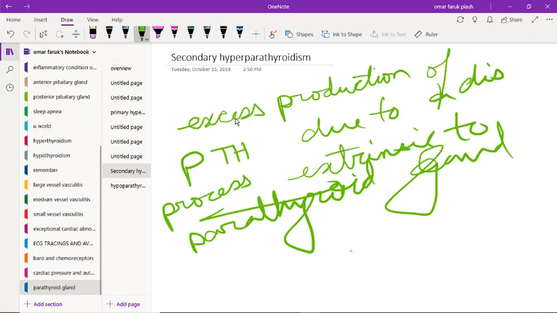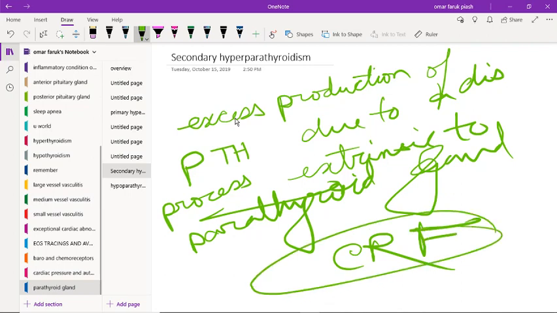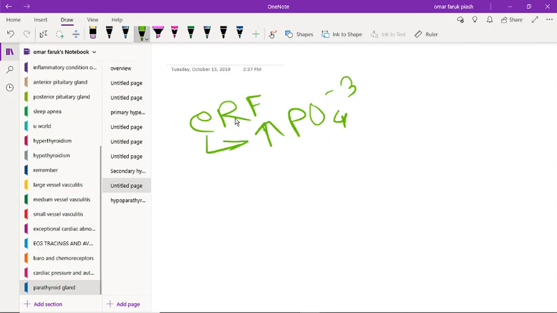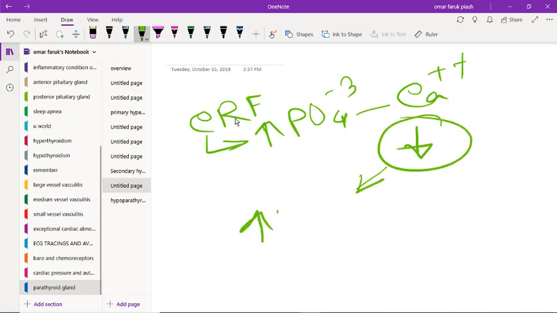The most common cause is chronic renal failure, CRF. What happens here is that as your kidney is dead, phosphate is not able to be excreted, so phosphate will increase and remain in the body. Now this phosphate will bind with calcium, thus causing decreased calcium level. As there is decreased calcium, it will stimulate the parathyroid gland, so there is increased PTH.